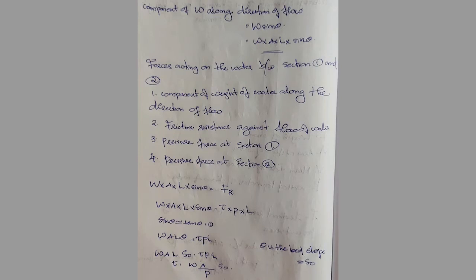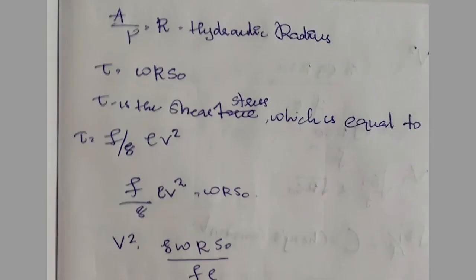As theta is very small, we can approximate sin theta to theta, which gives the bed slope S0. So omega into area into length into S0 is equal to tau into P into L. From this we get tau is equal to omega into A into S0 by P. Here A by P is the hydraulic radius R. So the shear stress tau will become omega into R into S0.